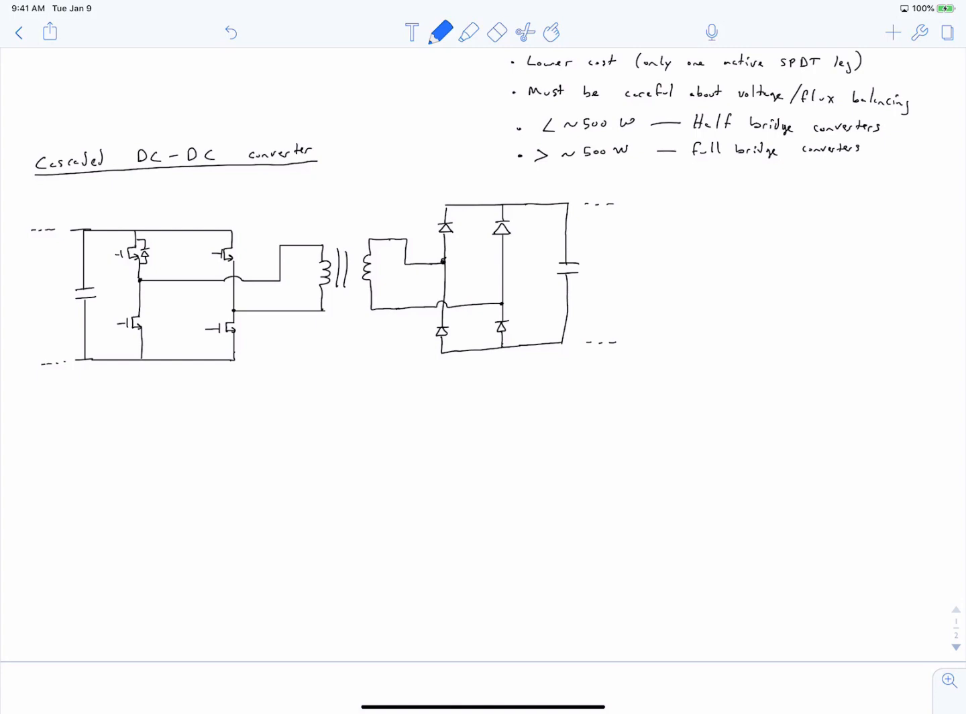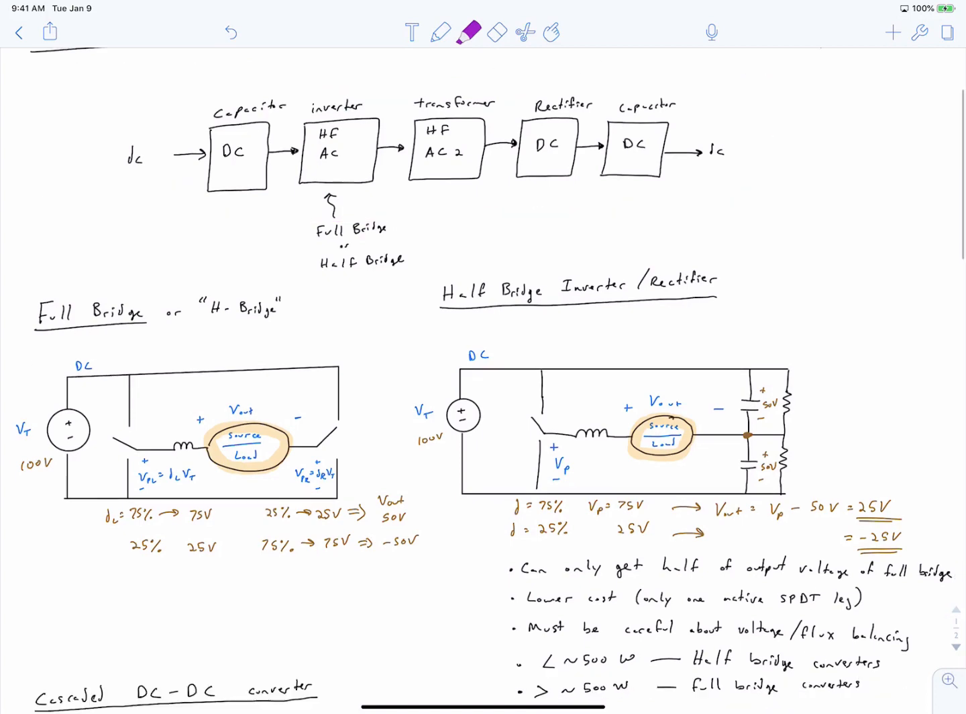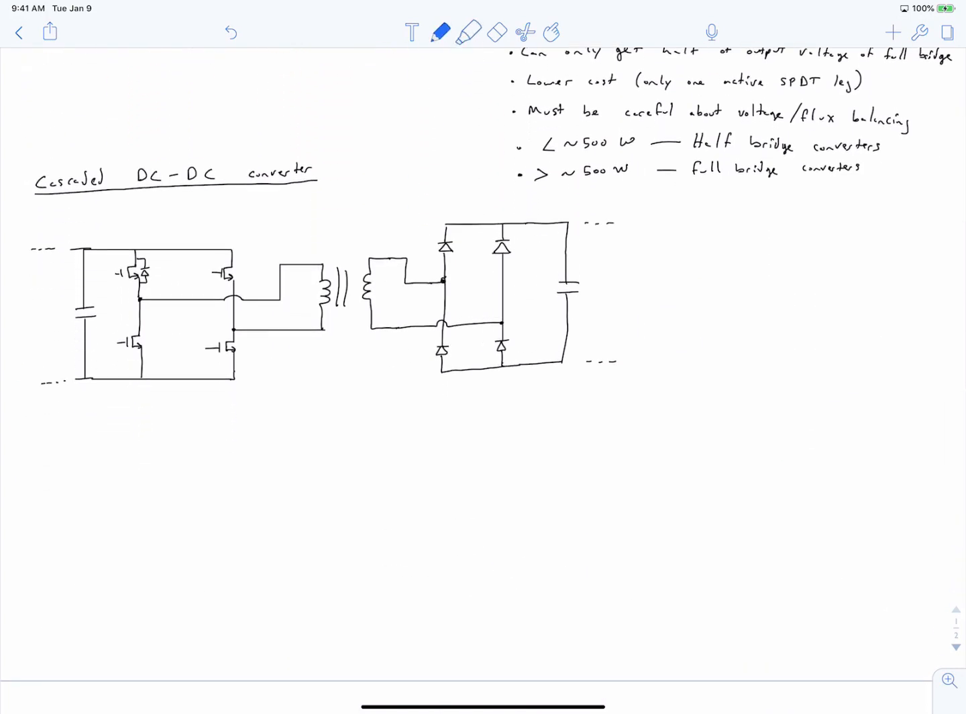So in the schematic here, we've got an implementation of each of these stages. And moving left to right, we start out by noticing that we have our capacitor stage. And then we've got a full bridge converter. We have a transformer. We'll assume it's a step-up transformer. We have our rectifier. And finally, we have a capacitor again.